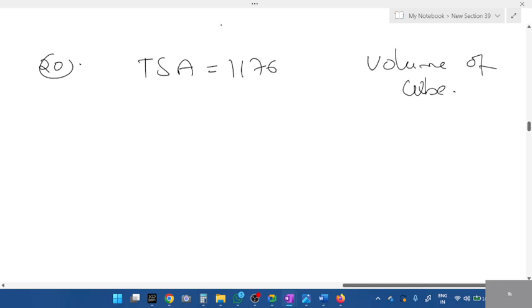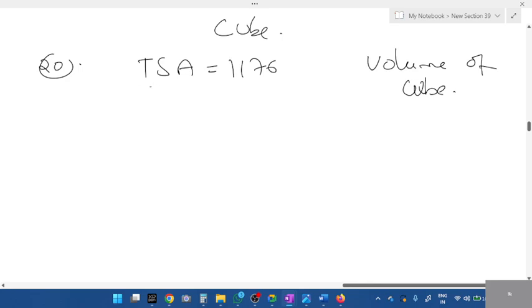Now, 20th question. We'll try one cube question. What is given? The surface area of a cube, meaning total surface area of a cube, is 1176. You have to find the volume of the cube. So total surface area of the cube is given in the 20th question.